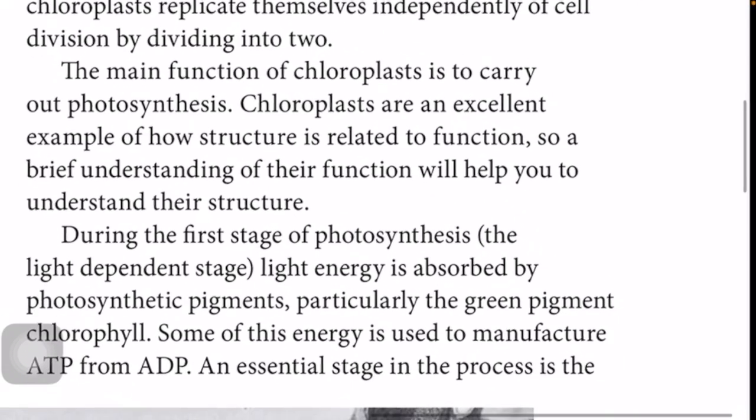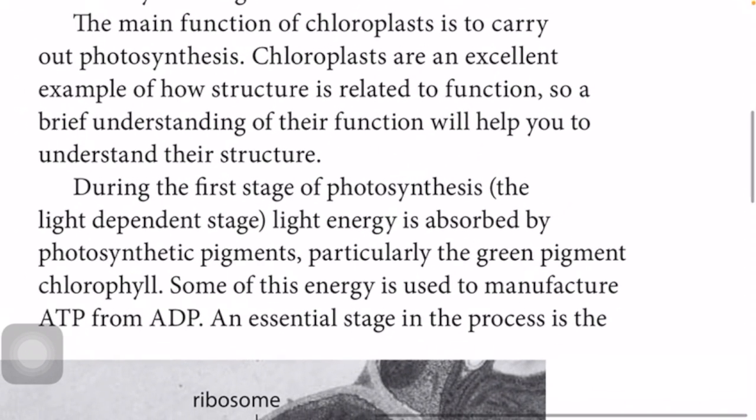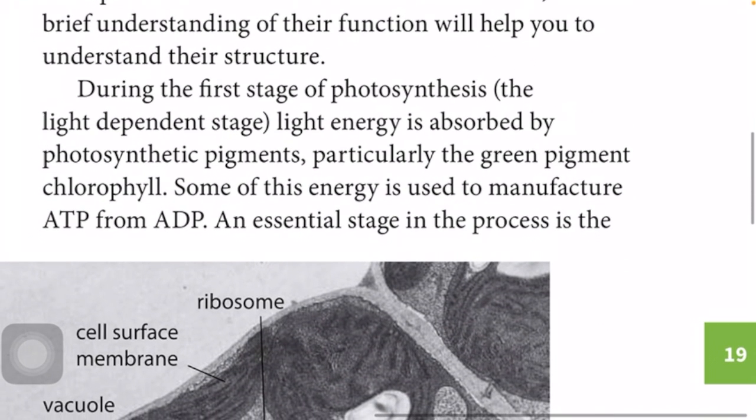Okay, nice information. The main function of chloroplasts is to carry out photosynthesis. Photosynthesis is basically the process by which the plants make food for themselves using sunlight, water, and carbon dioxide. So the food is formed in the form of carbohydrate. Okay, so chloroplasts are an excellent example of structure related to function. So a brief understanding of their structure will help you to understand their function during the first stage of photosynthesis.